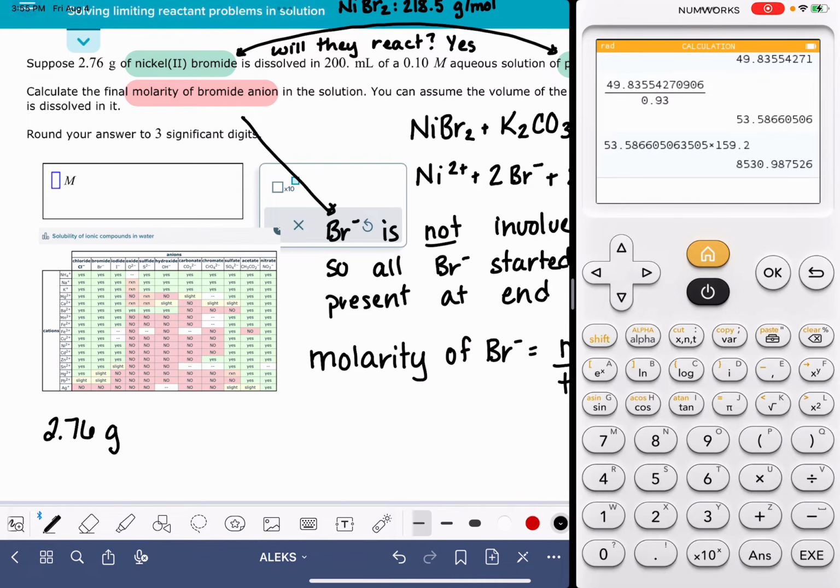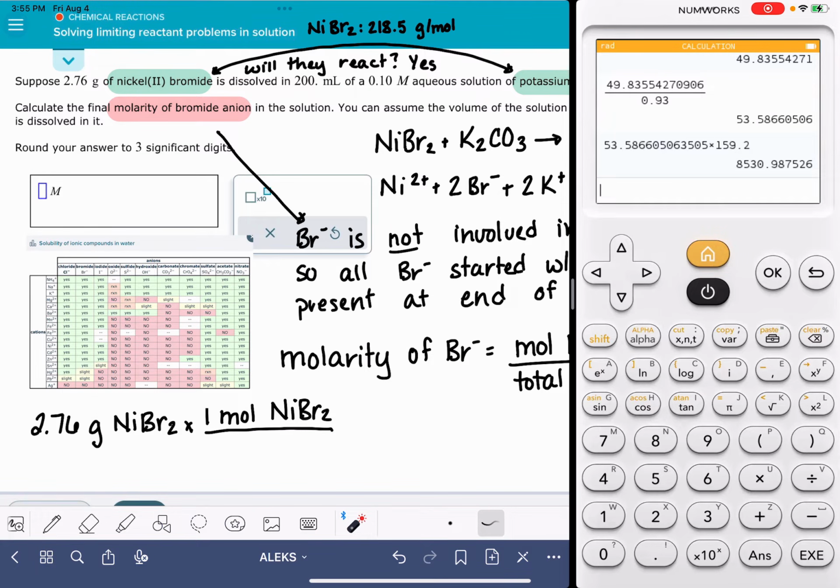So we've got 2.76 grams of NiBr2. What we want to do is figure out how many moles of bromide are in 2.76 grams of NiBr2. So our first job is to figure out how many moles of just that compound we have, how many moles of NiBr2 we have, and I went ahead and looked up the molecular weight of nickel 2 bromide earlier, so we have that handy, 218.5 grams per mole.